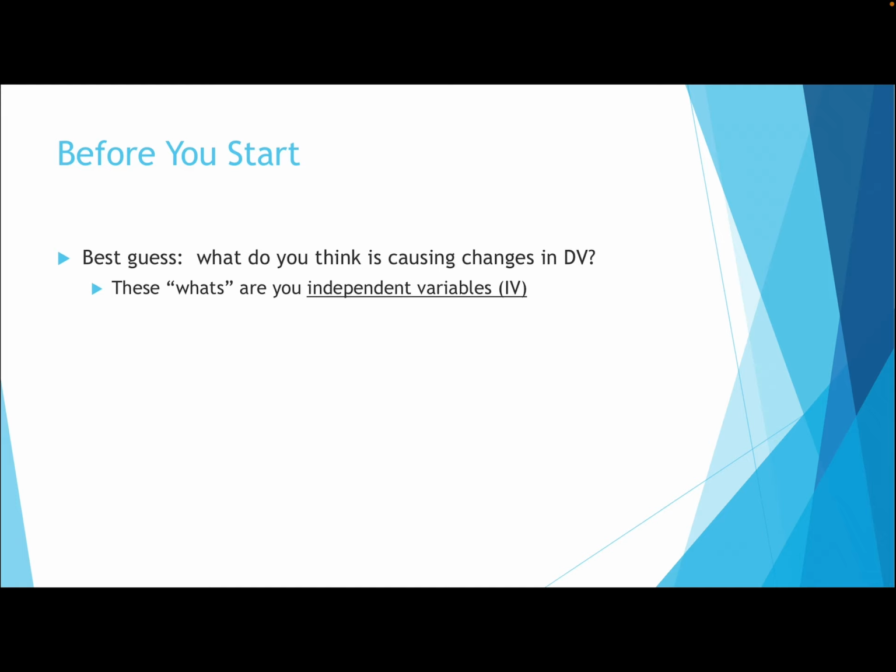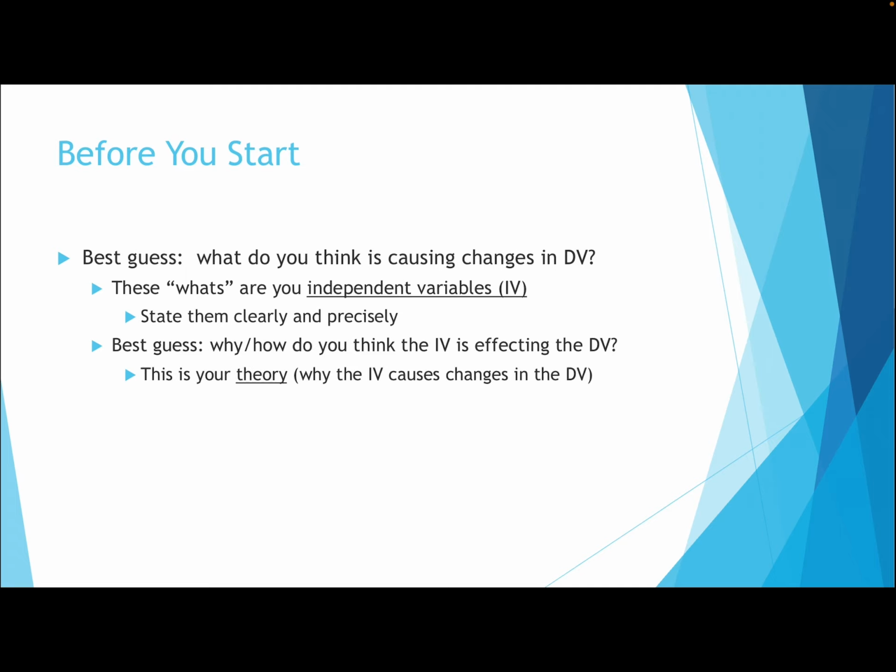Best guess. This is the next thing you're going to do before you get started: what do you think is causing changes in the dependent variable? Why do you think the fighting is happening? Why do you think a lack of peace, if that's what you're looking at, is happening? Why do you think an increase in peace has happened, and how do we get more peace? These whats are your independent variables. These are the causes to the effects that you're going to be studying. State them clearly and precisely, just like we talked about before.